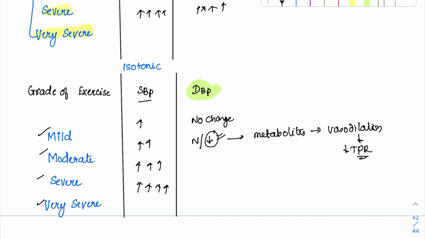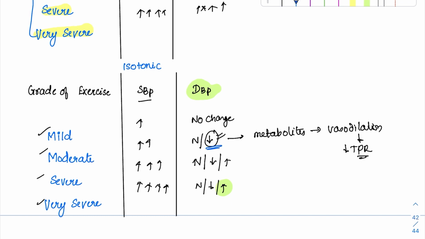In severe and very severe exercise, it can be normal or decreased or increased. Any of it can happen. Normal, decreased or increased in severe and very severe. Especially in very severe, there can be an increase also. So the decrease is understandable because metabolites are accumulating, vasodilatation is happening, and TPR is decreasing.